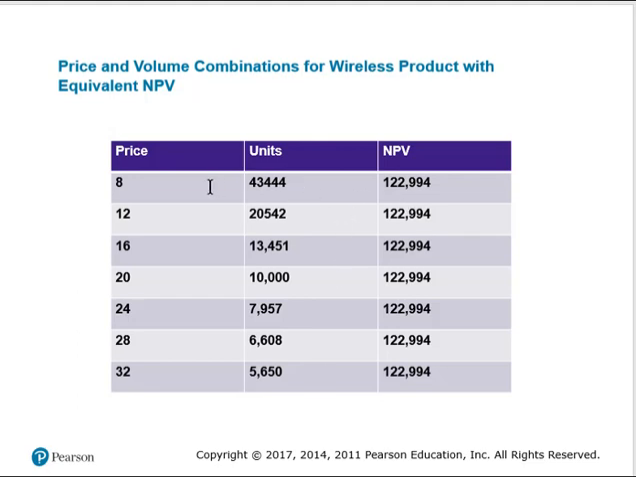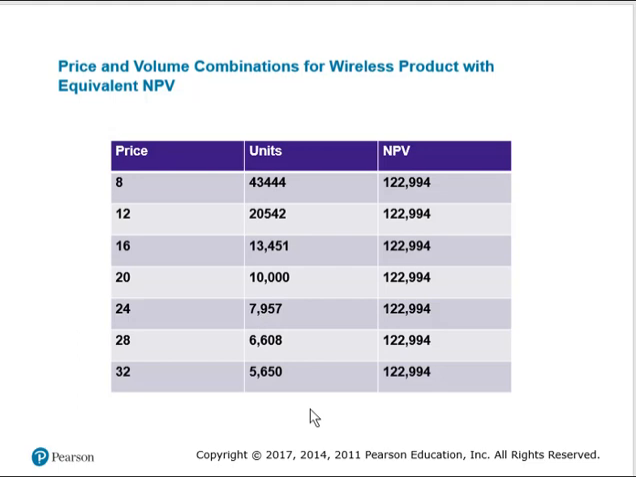So maybe we say, hey, look, how many units do we have to sell at $8 to get the average net present value that we associated with $122,944? What's the average number of units we would have to sell, right? And of course, we find out that at $20, that's our 10,000 units. That's where we started this whole example.